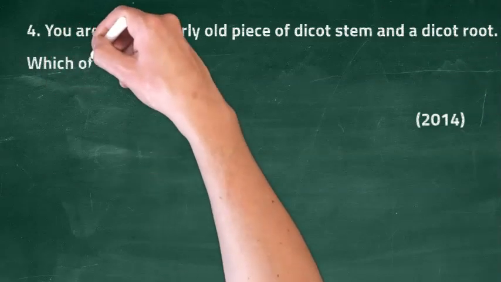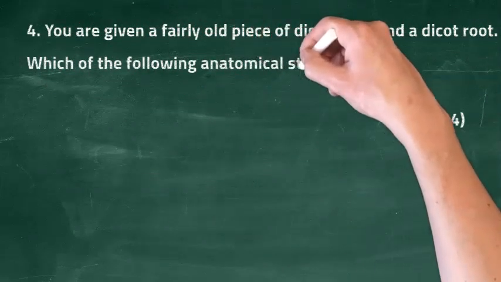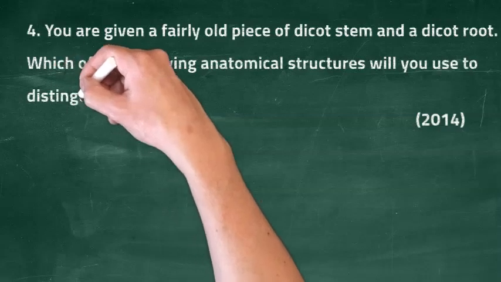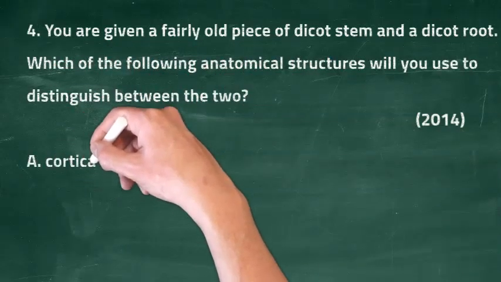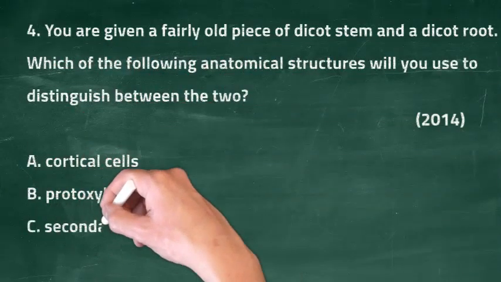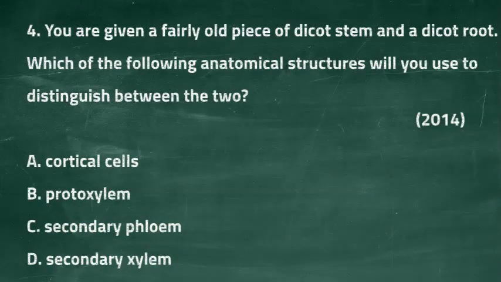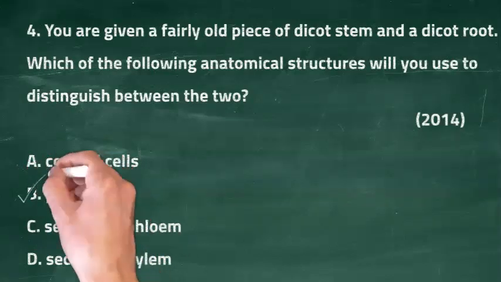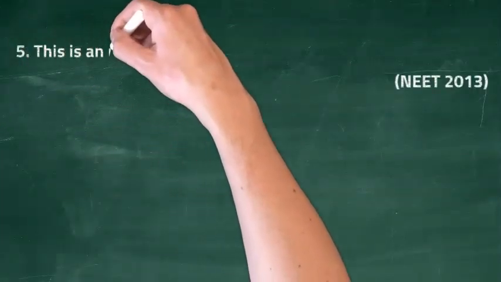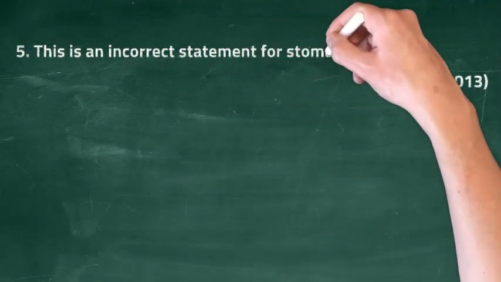Question 4. You are given a fairly old piece of dicot stem and a dicot root. Which of the following anatomical structures will you use to distinguish between the two? Option A is cortical cells, option B is protoxylem, option C is secondary phloem, and option D is secondary xylem. The right answer is option B, protoxylem.